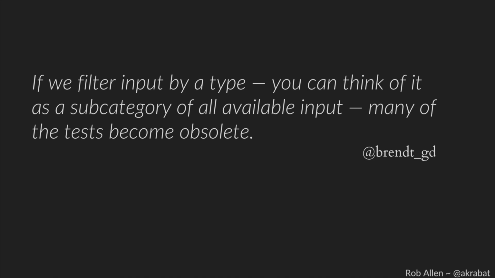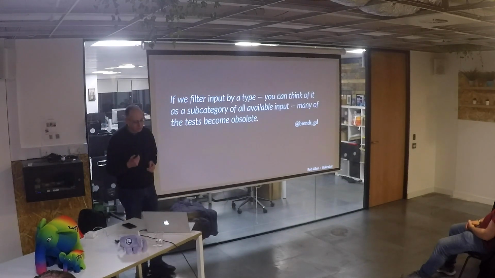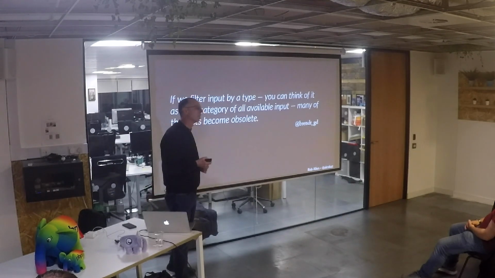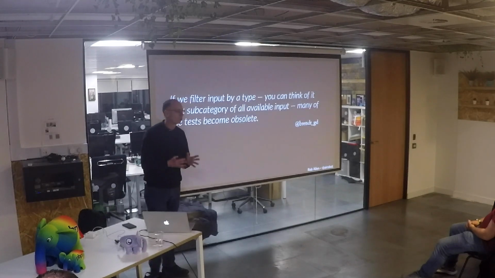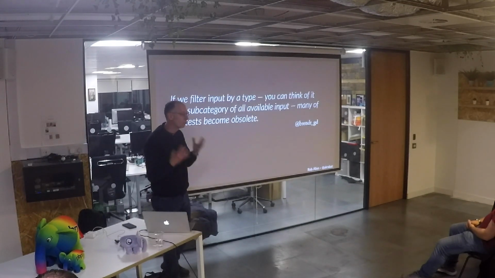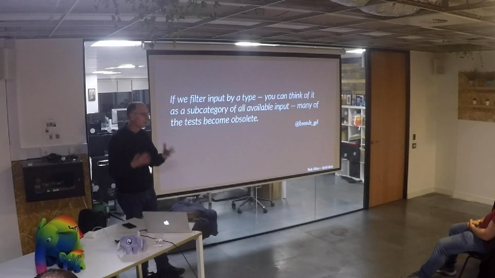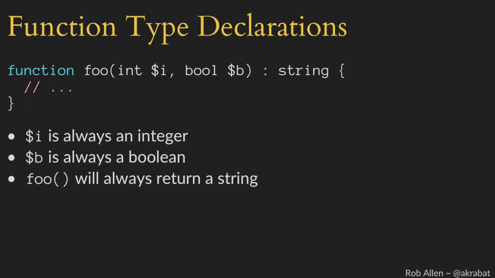So a guy called Brent at Stitcher.io wrote this: if we filter input by type, you can think of it as a subcategory of all available input. Many tests become obsolete. So one of the nice things about ensuring that your code is more strictly typed is that you are reducing the amount of tests you have to write, because the engine can find them for you, or the compiler can find them for you.